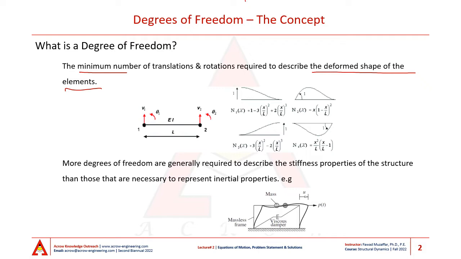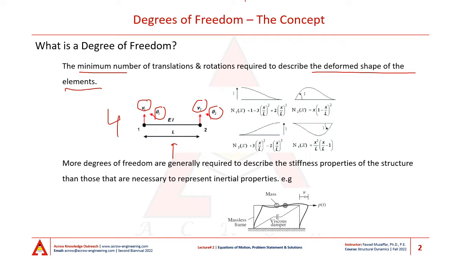So let's consider a beam element that is shown right here. The beam element consists of two nodes, node 1 and node 2. Each node can either move up or down, and each node can also rotate. So the total number of minimum translational and rotational movements that are required to completely define the deformed shape of the element is, in this case, 4.